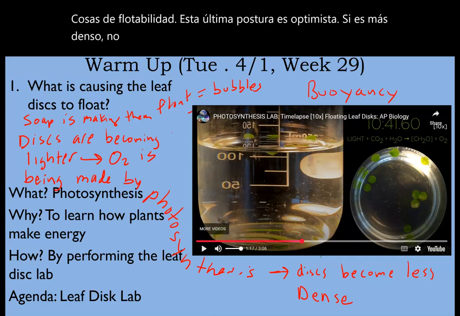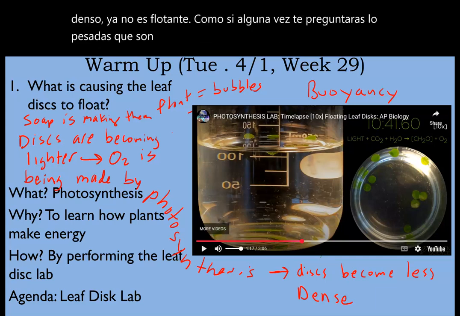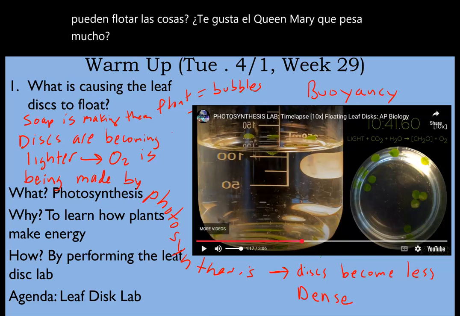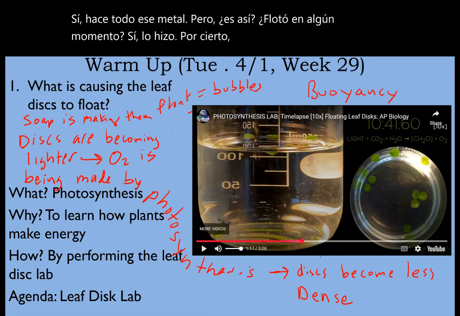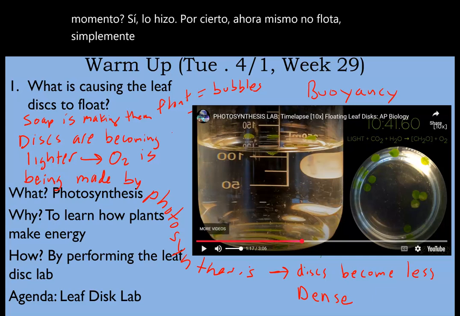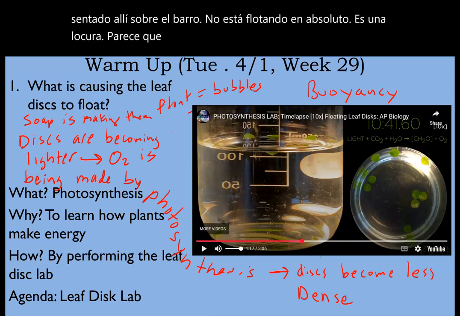Like, you ever wonder how heavy things can float? Like, does the Queen Mary weigh a lot? Yeah, it does. Whew, all that metal. But did it float at one point? Yes, it did. By the way, right now it doesn't float. It's just sitting there on mud. It's not floating at all. That's kind of crazy. It looks like it's floating, right? But it's not.